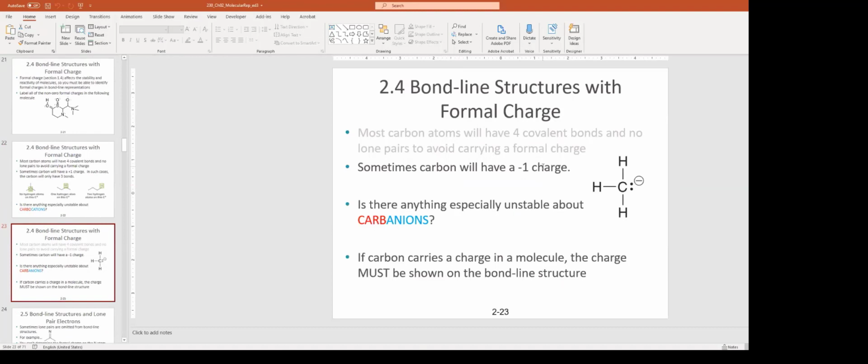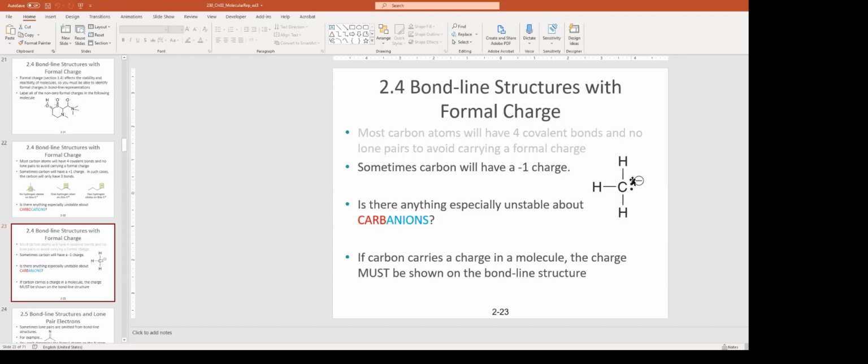Sometimes carbon will have a -1 charge, and these are called carbanions. If it has a -1 charge, that would mean what? It's generally making 3 bonds and has a lone pair. Carbanions are also unstable, although they have an octet because they have a negative charge.